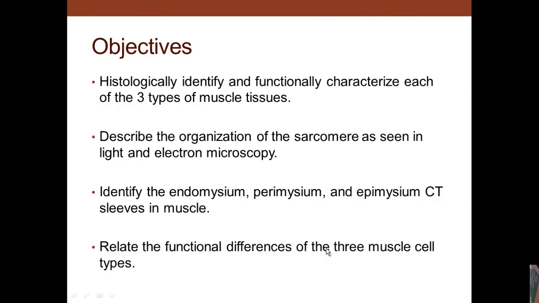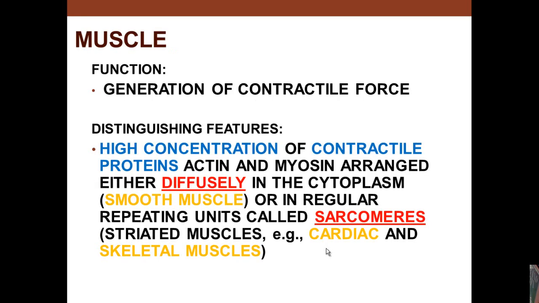Today we want to identify and functionally characterize the three different types of muscle. We want to look at organization of the sarcomere at both light and electron microscopy level. We want to identify the connective tissue layers and to relate the functions of these different types of cells to their structure. Now, muscle in general, its function is the generation of a contractile force.